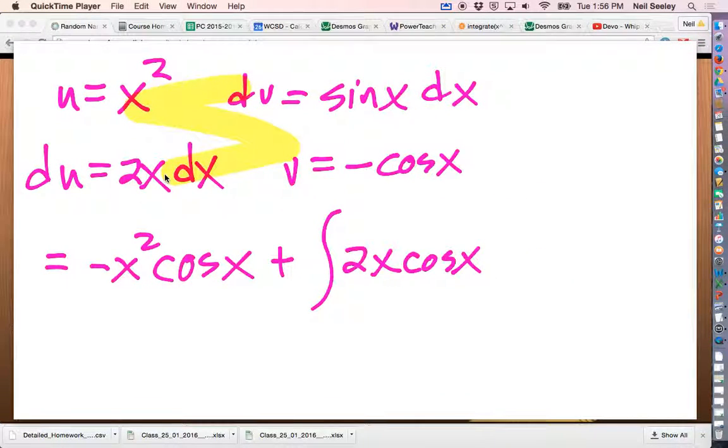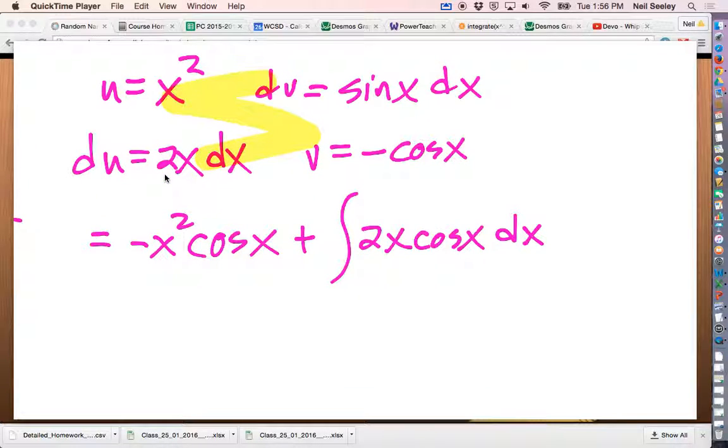Fancy pants Frank over there is right. Got it. You okay with my uv minus the integral of v du, which was minus a negative, so I made it plus, on Frank's recommendation.